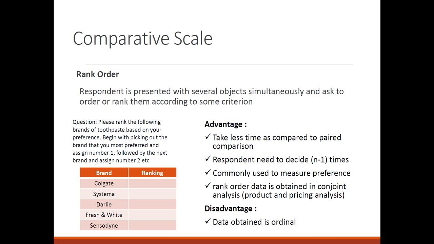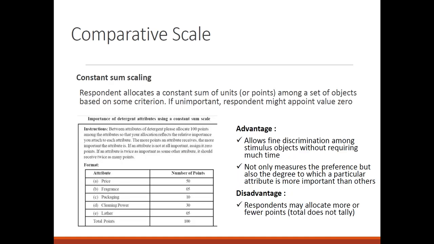Disadvantage, the data obtained is ordinal. Still, you don't have enough information. Okay. Next, this one is constant sum scaling. This is also under comparative, but instead of putting the number of preference, you ask them to put a number, because you want to make it interval, not the lower level of ordinal. You want to step up your analysis a bit.